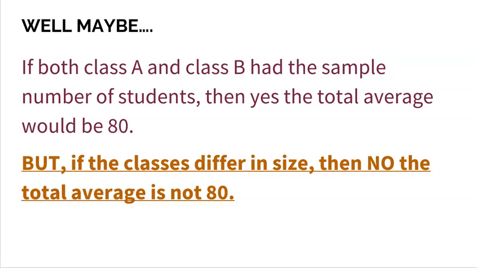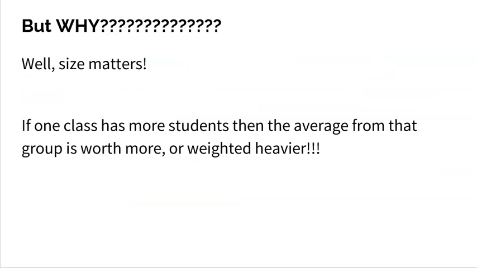If both Class A and Class B have the same number of students, then yes, the total average would be 80. But if the classes differ in size, then no, the total average is not 80. Why? Well, honestly, size matters.